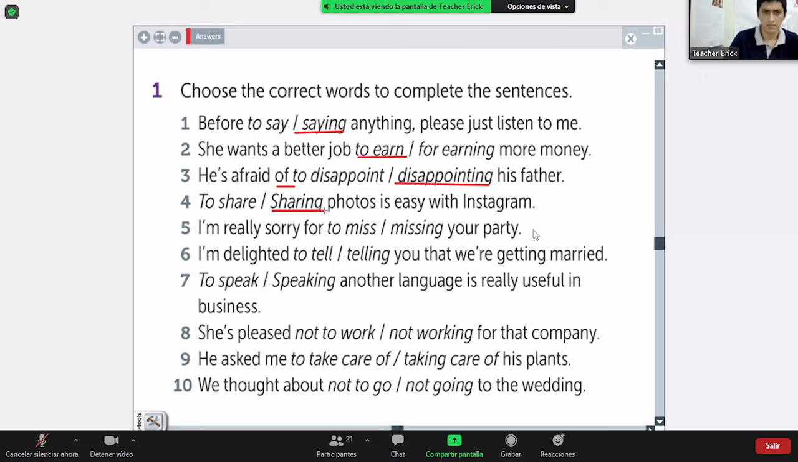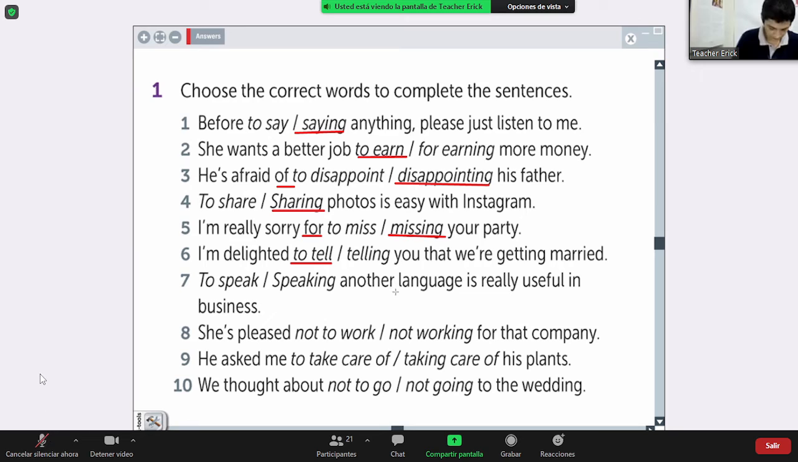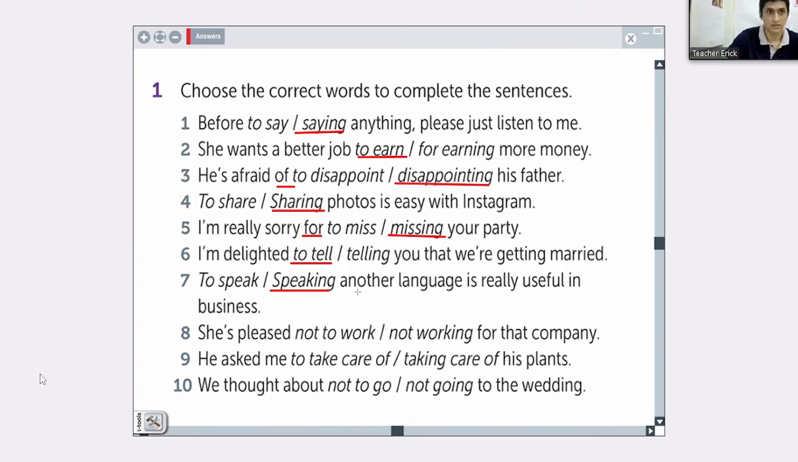And number 5, I'm really sorry to miss or missing your party. Missing, right? Because here we have preposition, missing. I'm delighted to tell, or I'm delighted telling you. To tell. To tell, okay. So I'm delighted to tell you that we are getting married. To speak or speaking another language is really useful. Speaking? Speaking, right? Speaking another language is really difficult.